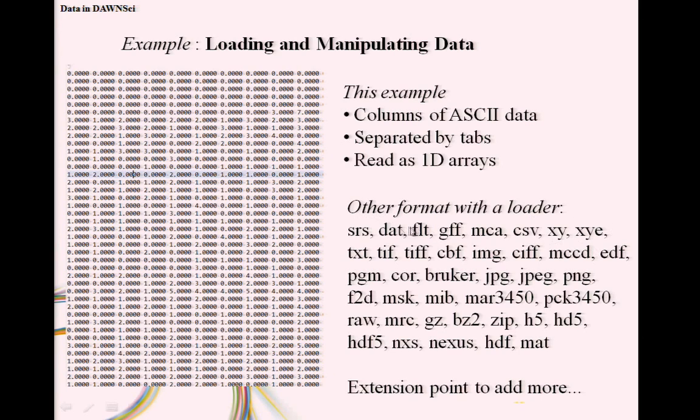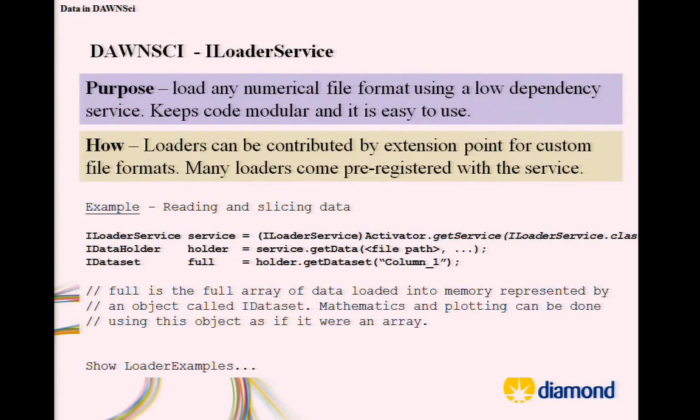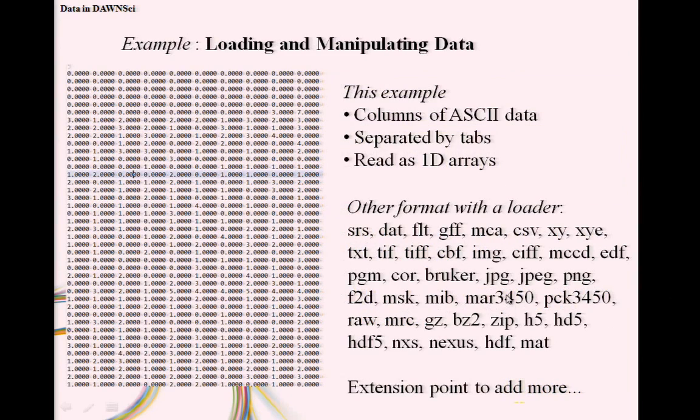The file formats that you get by default, I've just copied out of the extension points and put them there. But you can add more, and in fact, people do add more loaders because ASCII is a horrible format to actually read in a reliable way. There are loaders which are non-ASCII there, but ASCII tends to be the one that has a proliferation of different loaders.